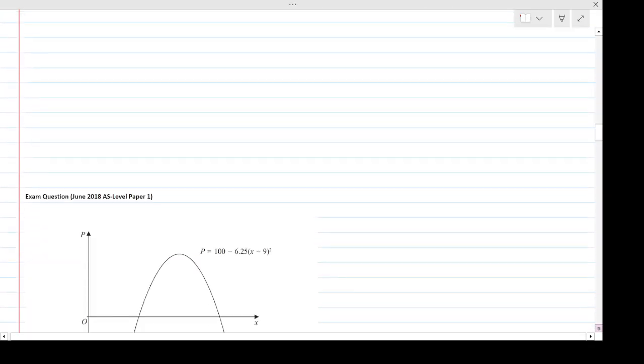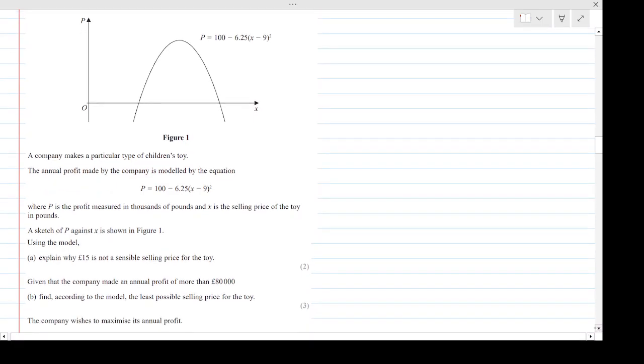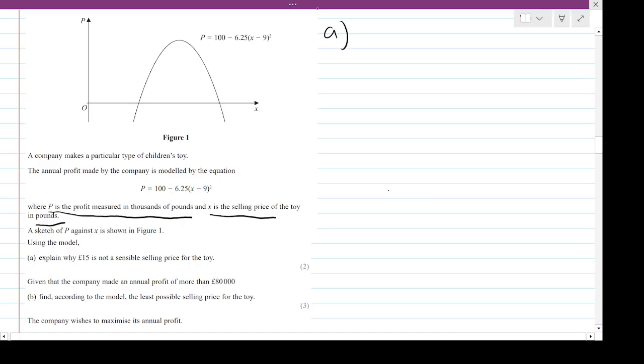Let's have a look at the next question. We are given that a company makes a particular type of children's toy. The annual profit made by the company is modelled by this equation here, where P is the profit measured in thousands, so I'm going to underline that, and X is the selling price in pounds. A sketch of P against X is shown in figure 1, so they're giving us what the graph looks like. Using the model, part A, explain why £15 is not a sensible selling price for the toy.